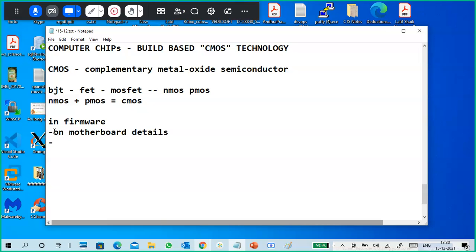On the motherboard means on the motherboard chipsets. Details means chipset details, like audio chip, video related, VGA related, LAN related chip, south bridge, south and north bridge. I'll put a north here only. So many things are there on the motherboard chipsets.